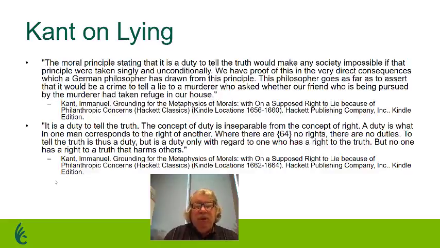Kant's example was if you knew that a murderer was after someone you knew, and that murderer came to you and said, "Where is this person?" You could not tell a lie and say, "Well, they're not here," or "I don't know where they are." You would be obligated to tell the truth, even if it led to that harm of your friend being found and murdered.